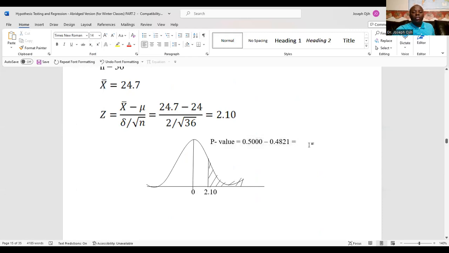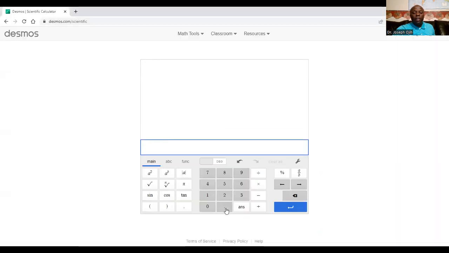Okay. So now, 0.5000 minus that. You can get that from the calculator. 0.5000 minus 0.4821 gives 0.0179. So let me write that. 0.0179. Now that's the p-value.